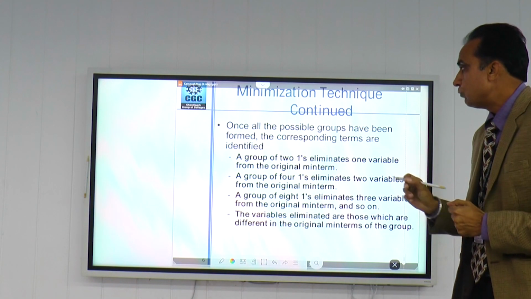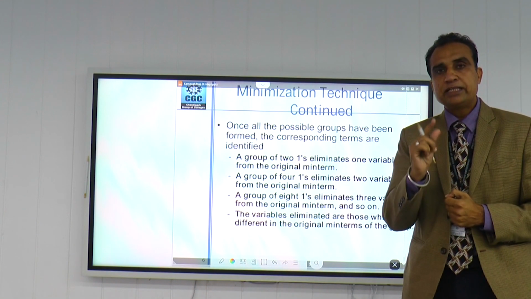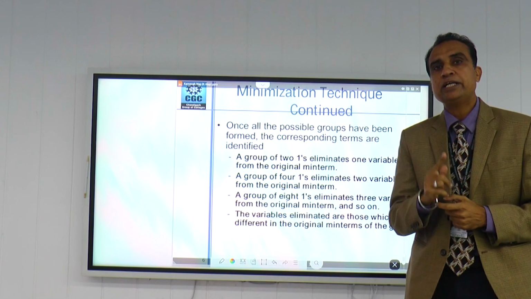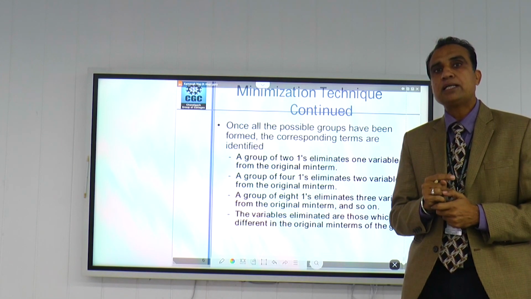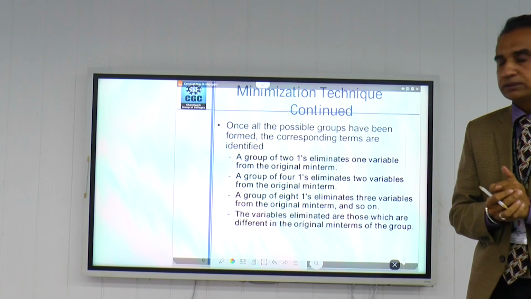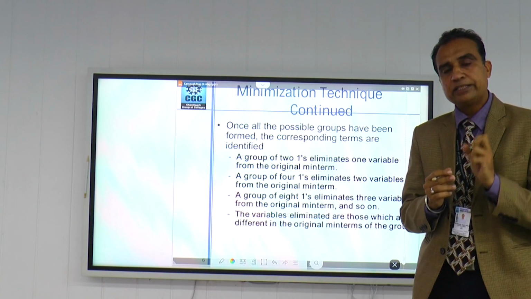A group of two ones eliminates one variable from the original expression. When we create a single group in which two ones are used, it will eliminate one variable. Similarly, a group of four ones eliminates two variables, and a group of 8 ones eliminates 3 variables.